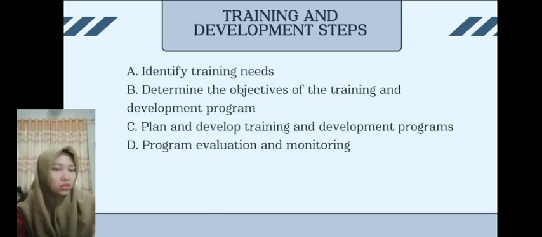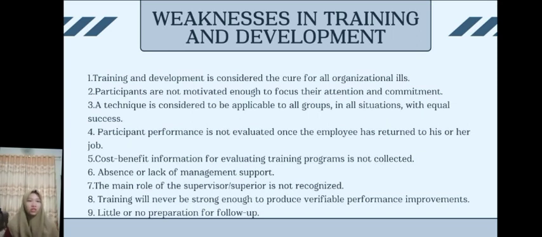And this is about training and development step. Weakness in training and development. First, training and development is considered to the cure of organizational skills. 2. Participants are not motivated enough to focus their attention and commitment. 3. A technique is considered to be applicable to all groups in all situations with equal success. 4. Participants' performance is not evaluated once the employee has returned to his or her job.